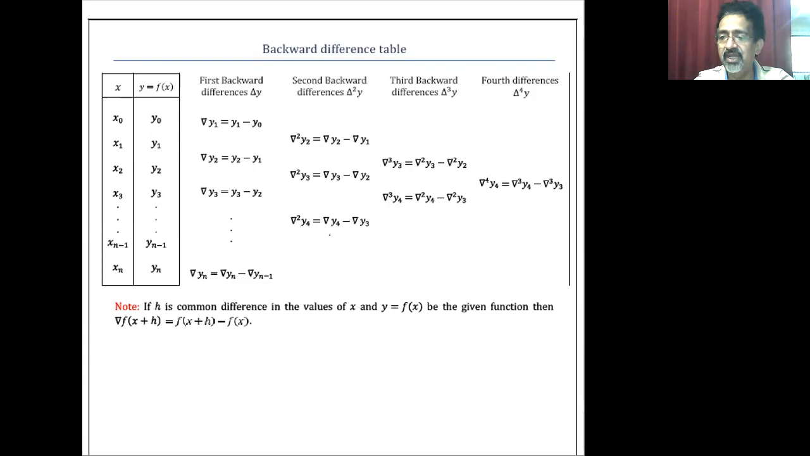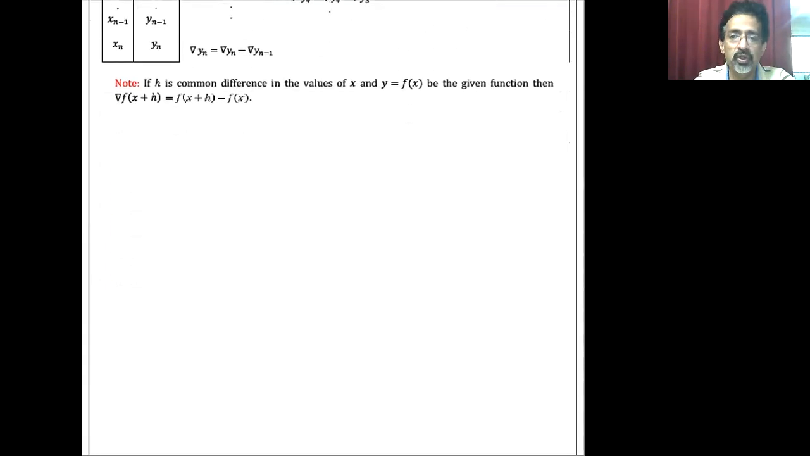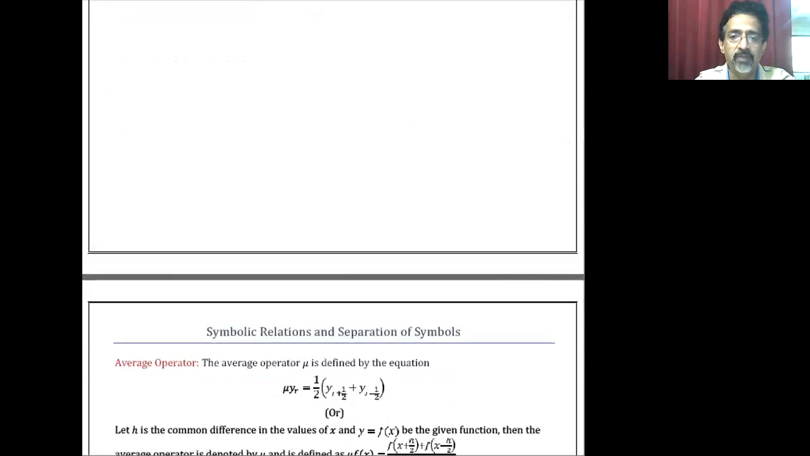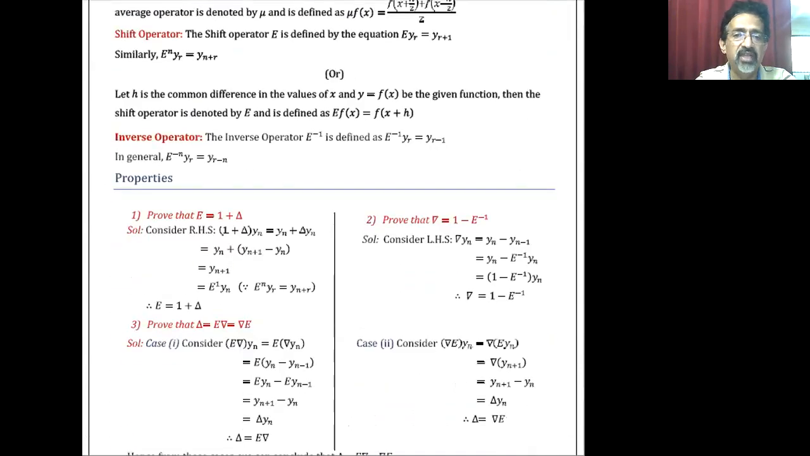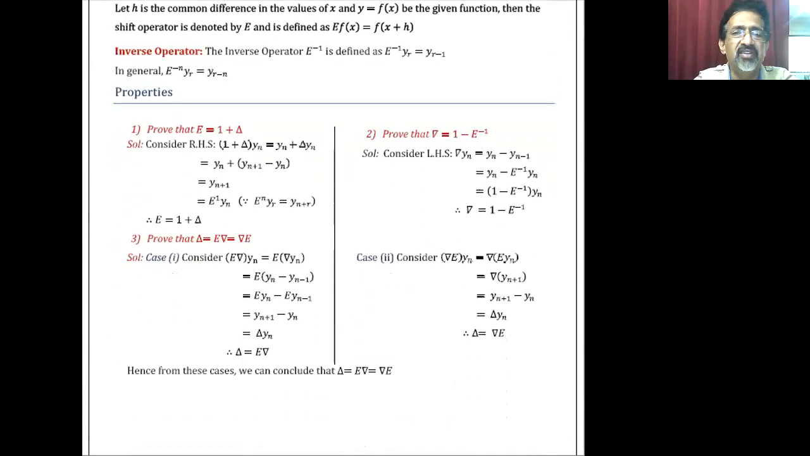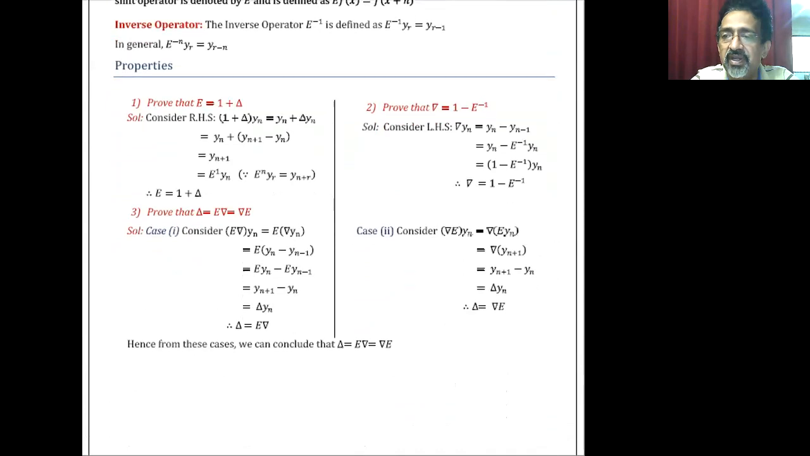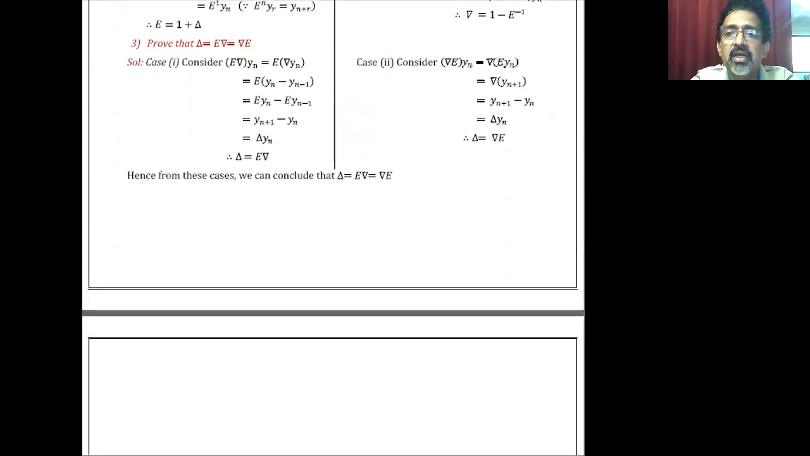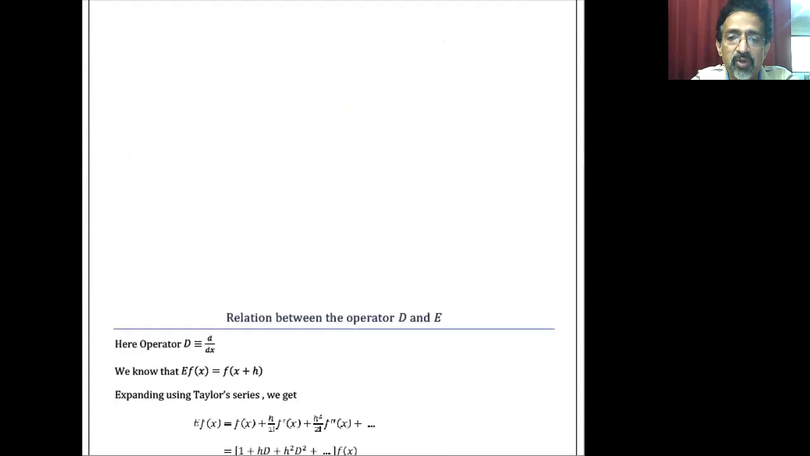So with this idea, I'll go to the next topic. These are not there. You can just go through it. It's the relation between the forward difference and the backward difference. I make use of the shift operator. Then I find out the relation between forward and backward difference. And I can even relate the shift operator and differentiation, the differential coefficient.